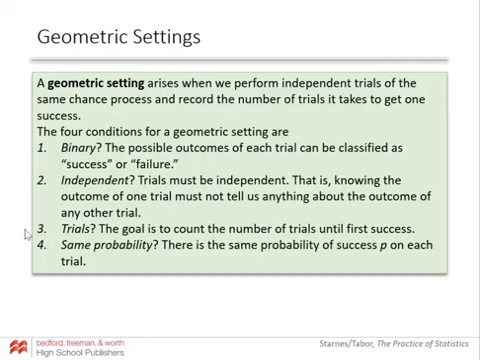All right, so if we take flipping a coin as an example, if I say I'm going to flip a coin 10 times and record the number of times that it lands on tails, that's a binomial setting. If I say I'm going to flip a coin until it lands on tails and count how many times it takes me, that would be a geometric setting.